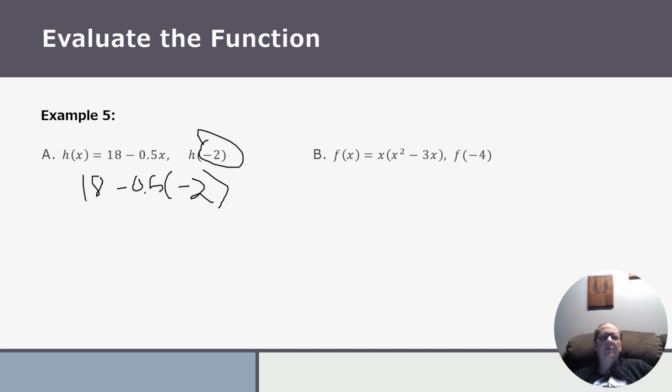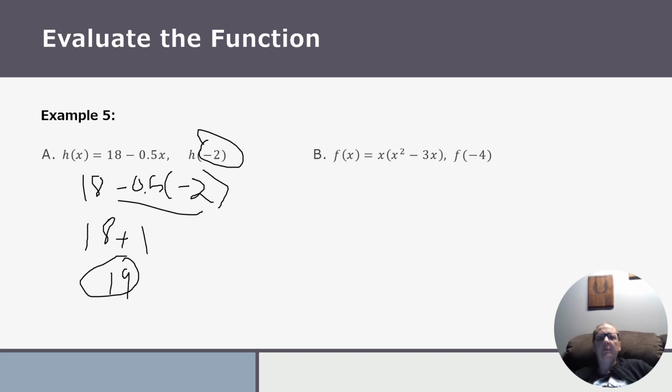Now I can go ahead and do the math. So I do multiplication first. So -0.5 times -2 is a half of 2, which is 1. And it's positive because negative times negative is positive. And then I finish by adding my 18 and my 1, and I get 19 as my final answer.